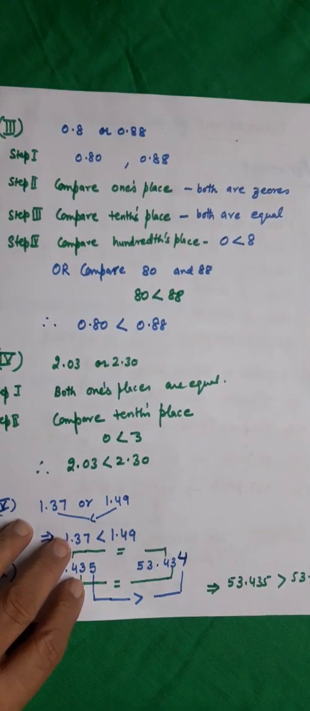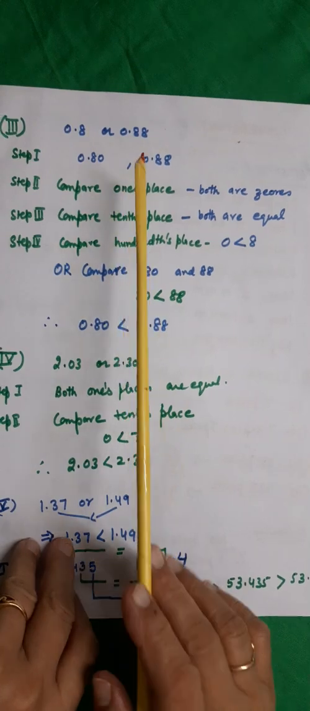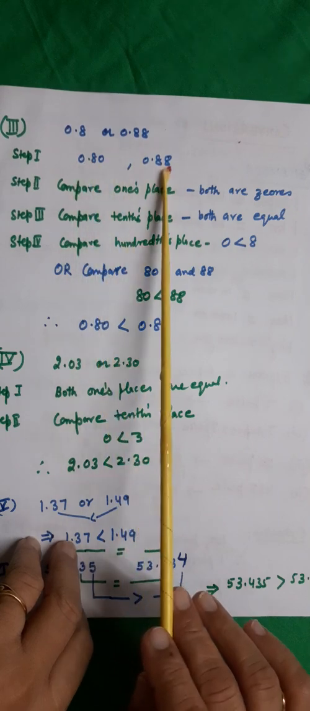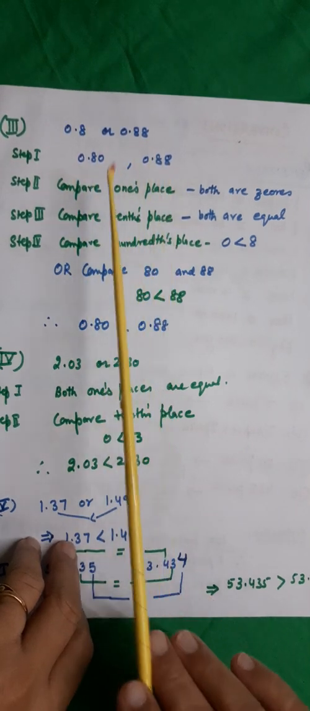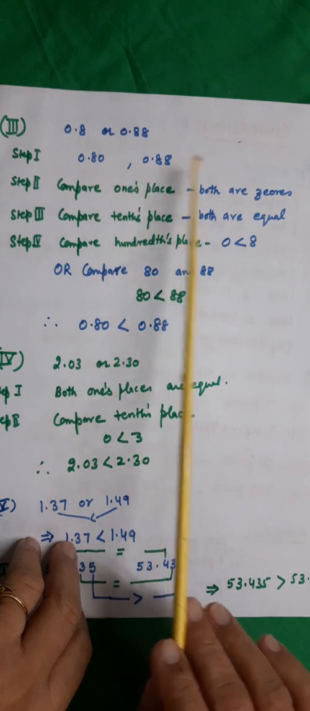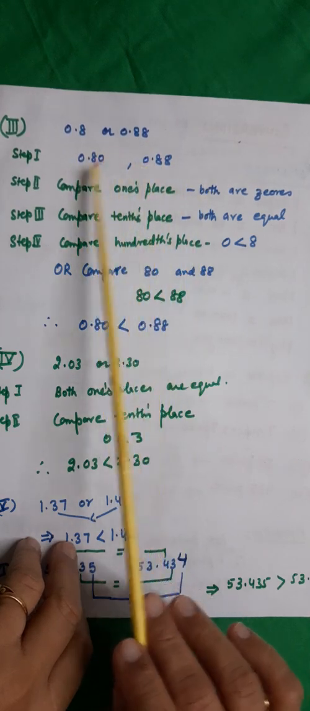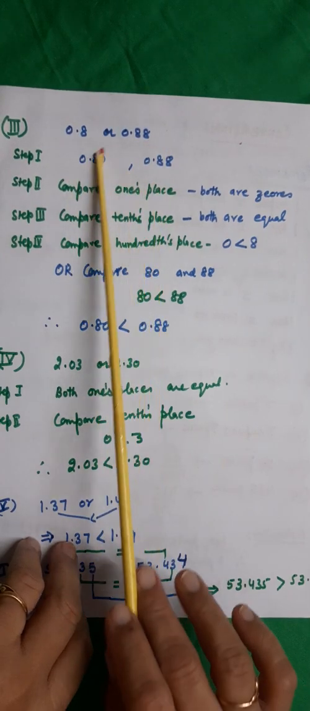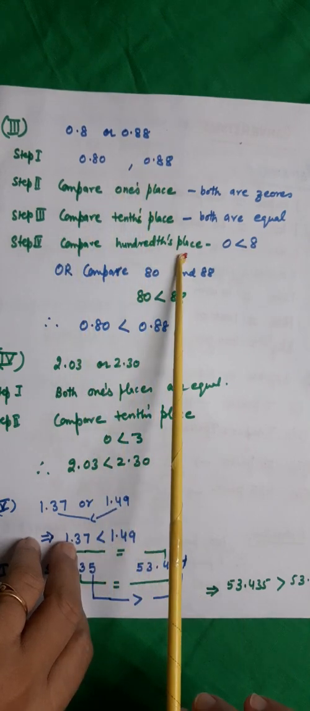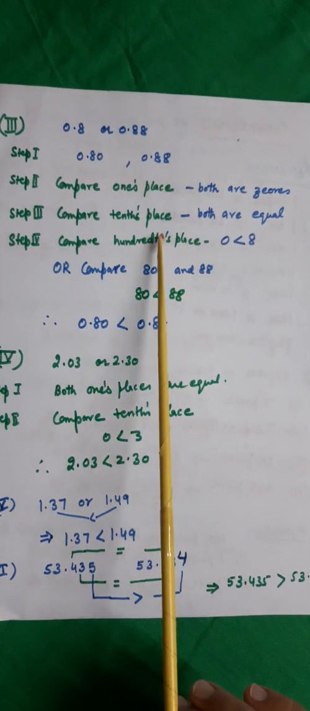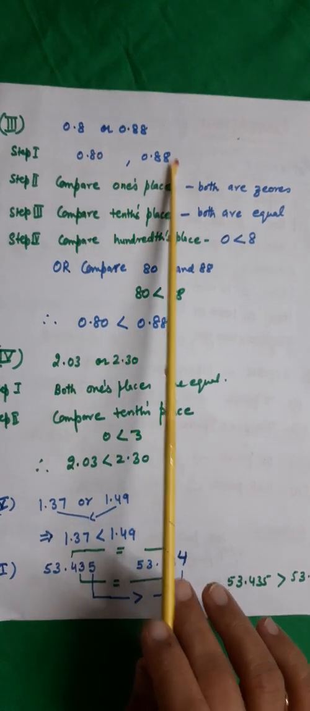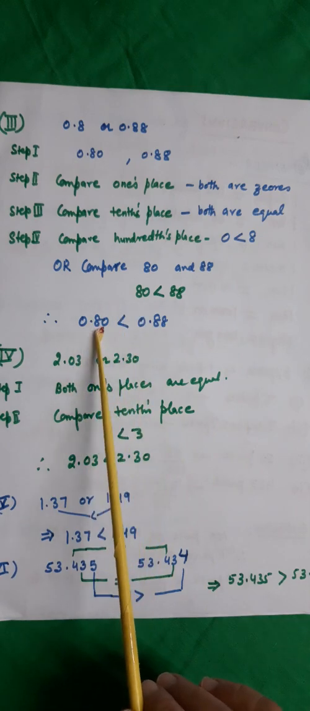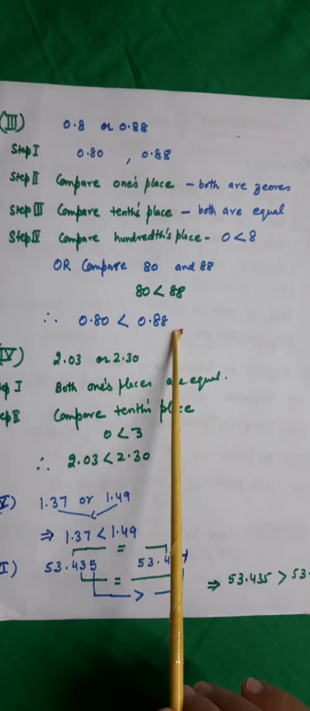Now I have to compare 0.8 and 0.88. So here, first step, convert them into like decimals. So 0.80 and 0.88. Now compare the ones places, they are again the same. Compare the tenths place. Again both are the same. But there is some difference in the second place, that is the 100th place. In the 100th place, this is 0 and this is 8. 0 is less than 8. Therefore, we can say that 0.80 is less than 0.88.